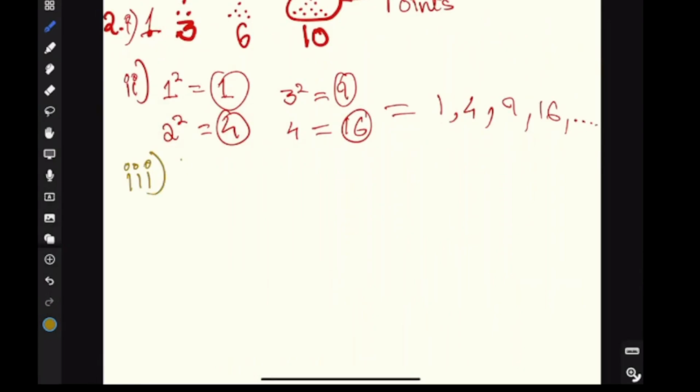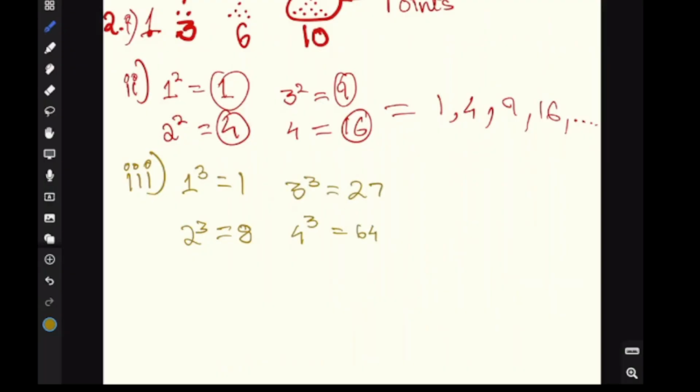Okay, the third part. Why are 1, 8, 27, 64, 125 called cubes? It's same as squares. In squares we have that number to the power 2. In cubes we have that number to the power 3. So 1 to the power 3 is equal to 1. 2 to the power 3 is equal to 8. 3 to the power 3 is equal to how much? 27.